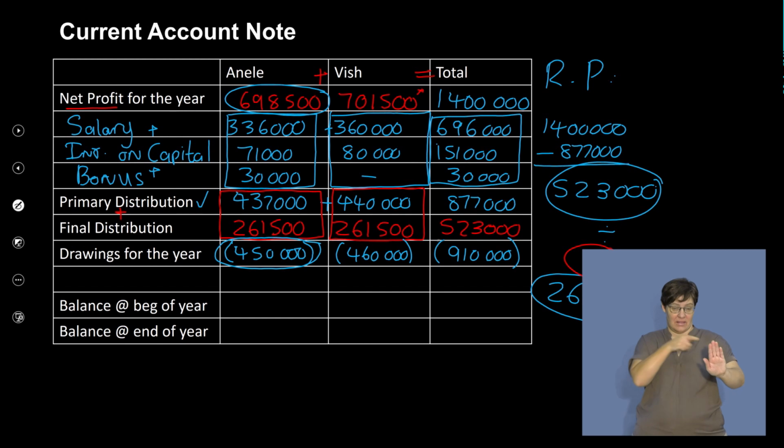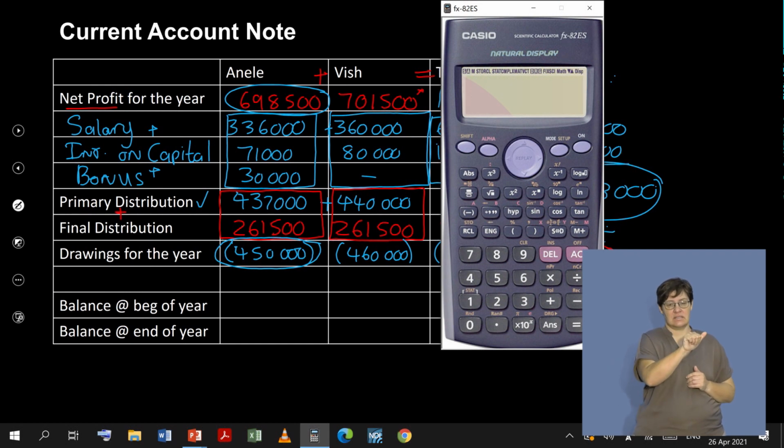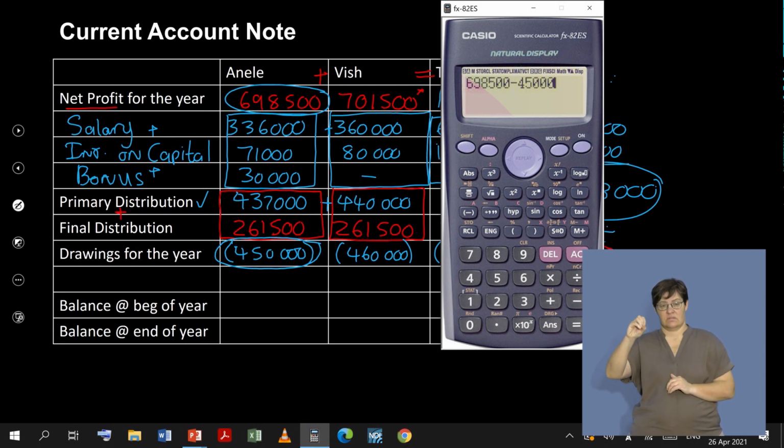So let's look at Anele. So I'm now looking at the net profit for the year for Anele versus the drawings that she has taken. So let's grab our calculator. Right, net profit 698,500 minus her drawings for the year 450,000. Right, and that gives me a favorable balance of 248,500. Favorable because obviously she's still entitled to take more from the business. As you can see, drawings is much less than her share of the net profit.